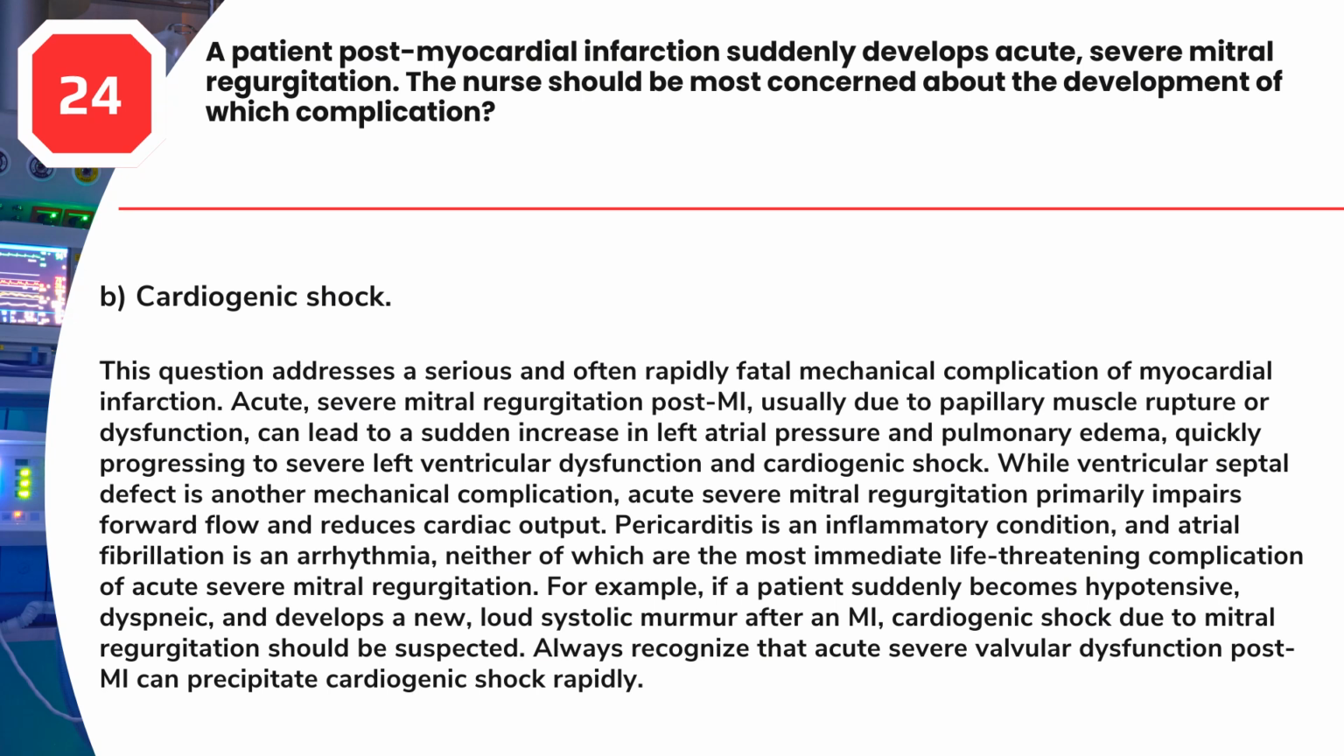While ventricular septal defect is another mechanical complication, acute severe mitral regurgitation primarily impairs forward flow and reduces cardiac output. Pericarditis is an inflammatory condition, and atrial fibrillation is an arrhythmia, neither of which are the most immediate life-threatening complication of acute severe mitral regurgitation. For example, if a patient suddenly becomes hypotensive, dyspneic, and develops a new, loud systolic murmur after an MI, cardiogenic shock due to mitral regurgitation should be suspected. Always recognize that acute severe valvular dysfunction post-MI can precipitate cardiogenic shock rapidly.